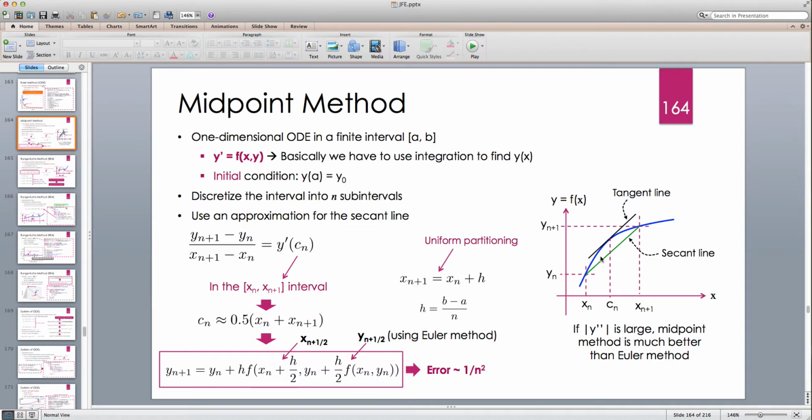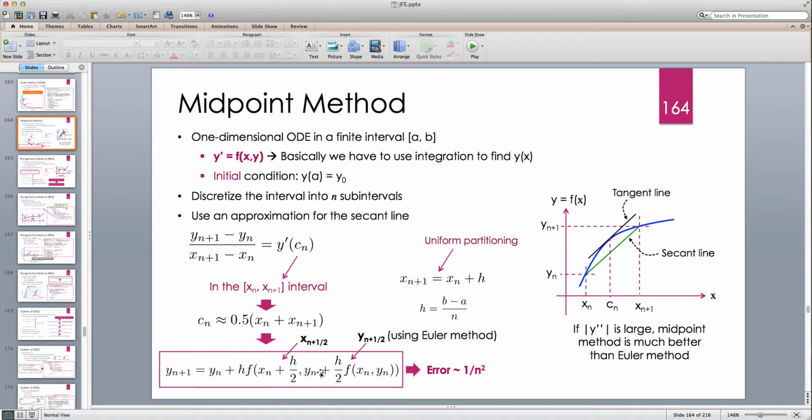Yn plus half, we don't know the value of the solution at the midpoint, so we estimate it with the Euler method. So yn plus h over 2, because now from xn to the midpoint, the step size is h over 2, times f of xn, yn. All right, this is how we constructed the midpoint method. And we said that on a uniform partitioning, it has 1 over n squared error, or h squared error, which is 1 order of magnitude better than the Euler.